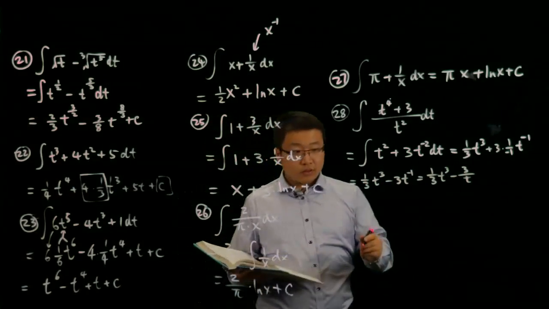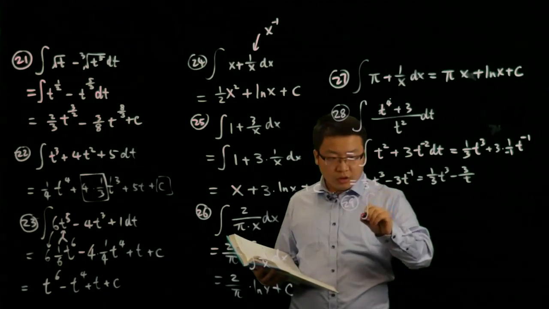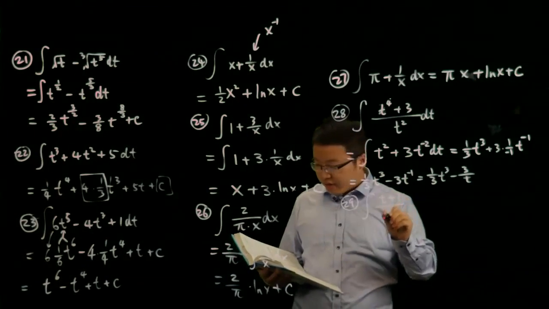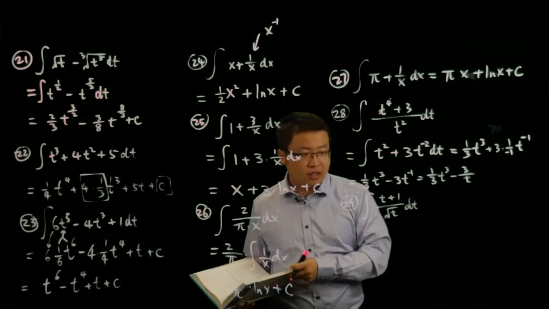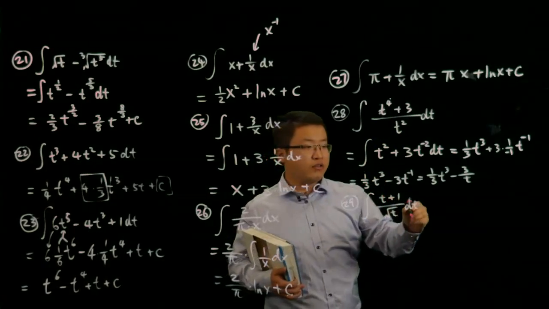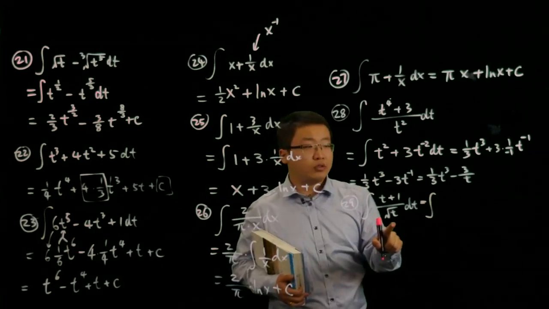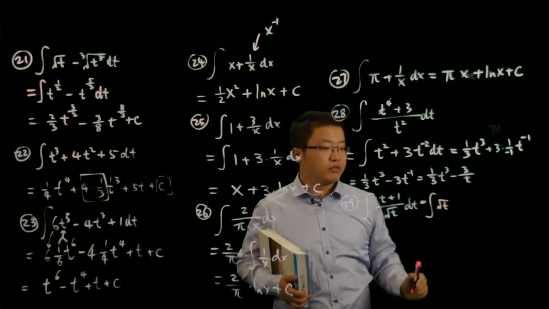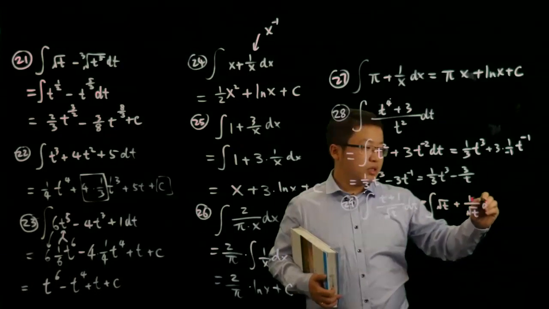Then question number 29. You get the integral of t plus 1 divided by square root of t dt. Now this looks a little complicated, but you can do a similar thing with this. You split it such that it's t divided by square root of t, which leaves another square root of t, plus 1 over square root of t dt.